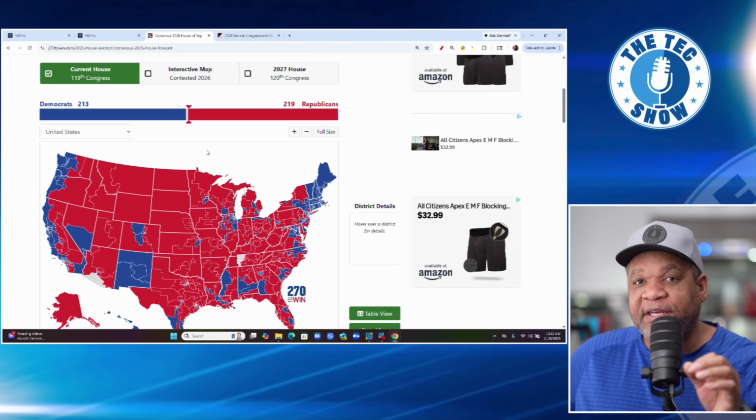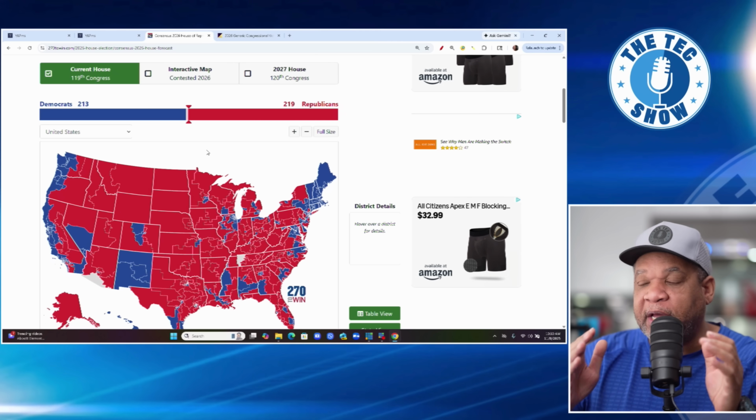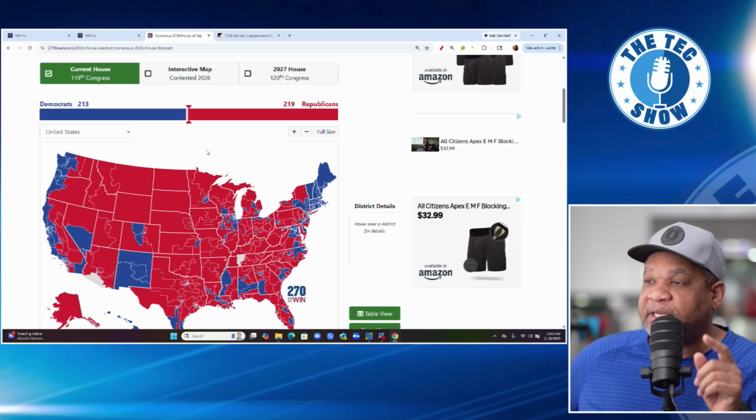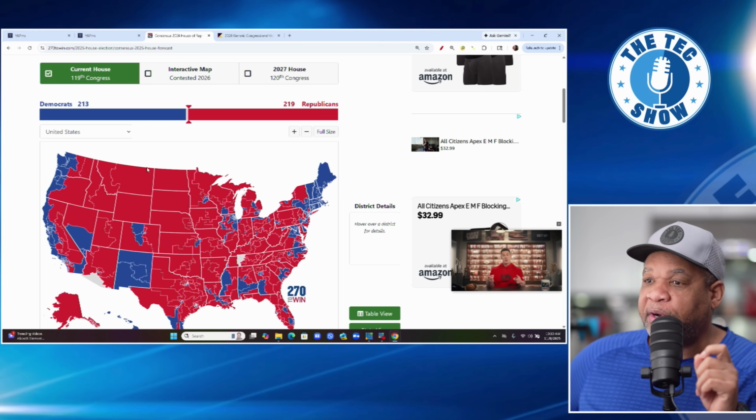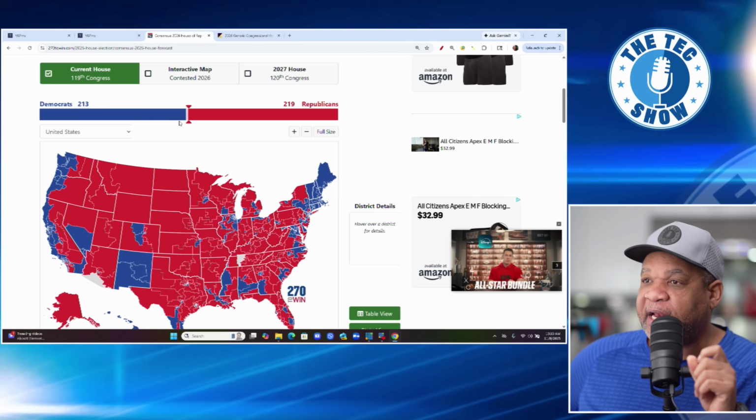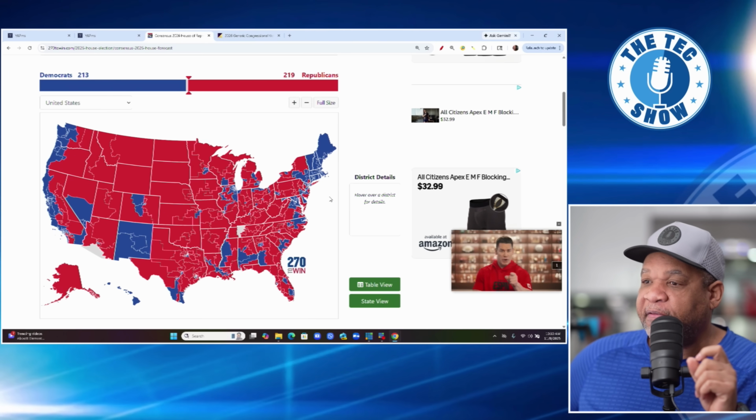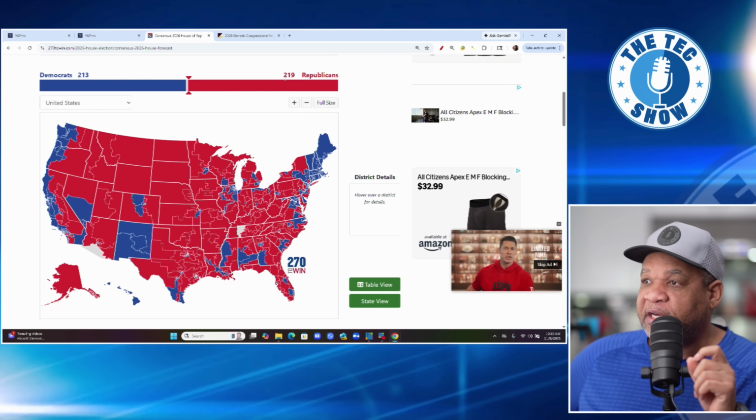Okay, so the first thing I like to do is show you the starting point. Where are we coming from? So I'm using 270 to win today, and this is showing us there's still a couple of seats that haven't been filled, and that's the reason why you're seeing 213 to 219.